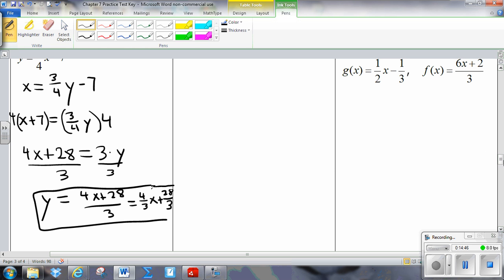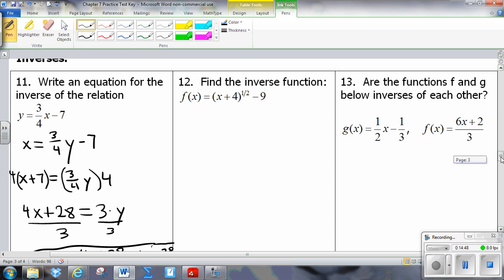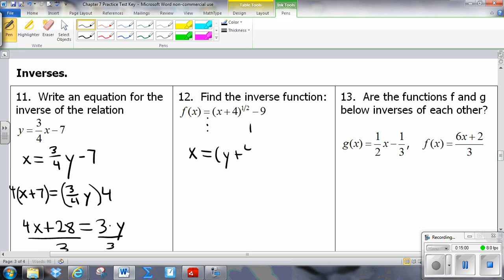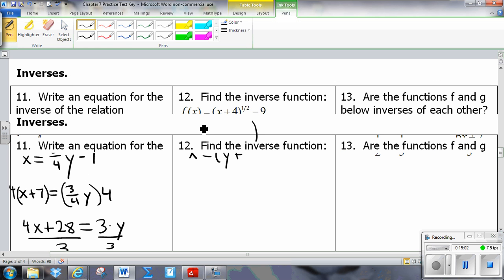All right. Next one, find the inverse of this function. So a little bit of work between here, but eventually you're going to get x equals y plus 4.